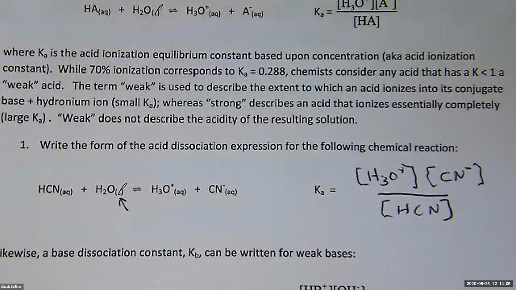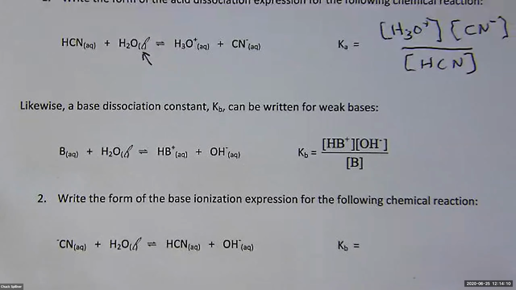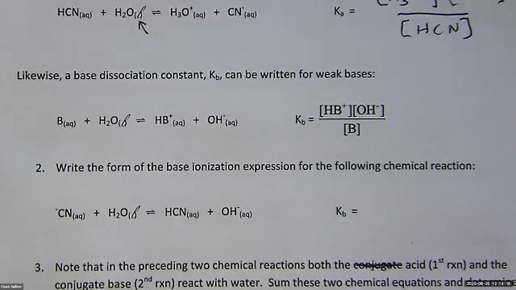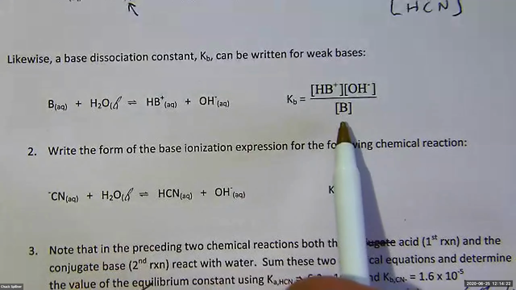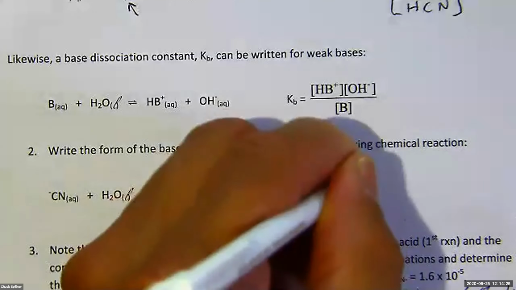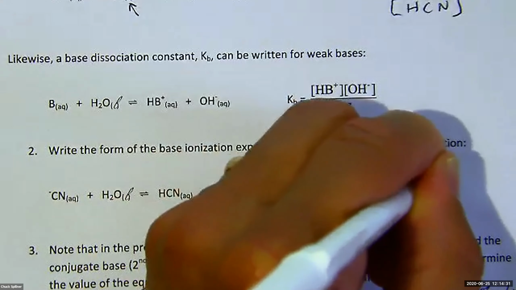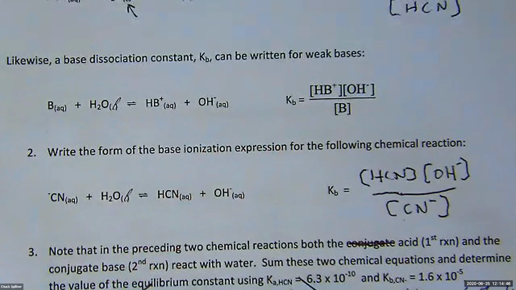Okay, the second question. Write the form of the base ionization expression for the cyanide ion. The cyanide is a weak base. So here's the generic form for the weak base. The Kb in this case is going to be the molar concentration of HCN times the molar concentration of hydroxide, divided by the molar concentration of cyanide. That's our expression there, so that's pretty straightforward.